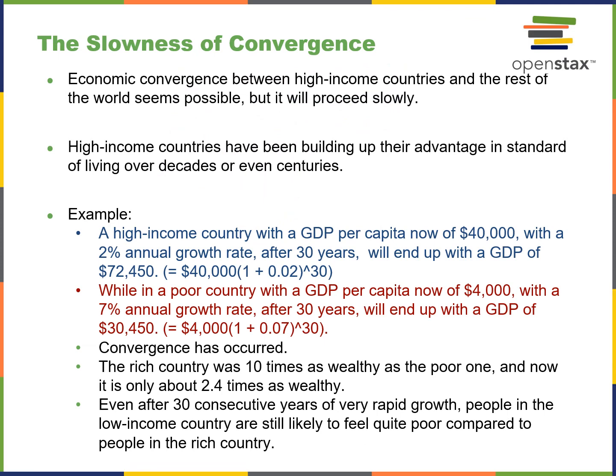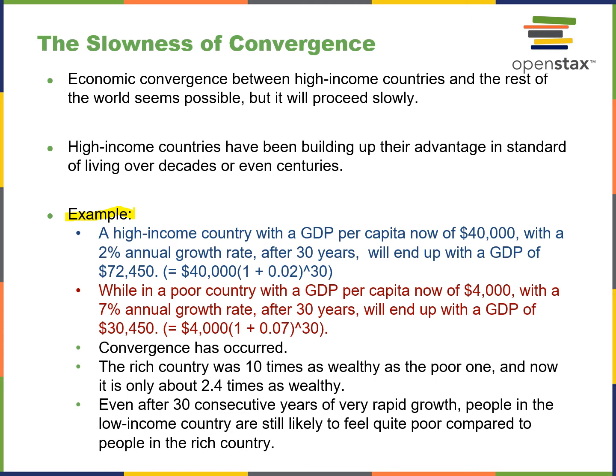This could be something on a test. I'd take a look at this example, and it's a problem demonstrating the growth rates of convergence. So they have a high income country that has a GDP per capita of 40,000 with a 2% growth rate. After 30 years, it will have a GDP in 30 years of 72,450 per capita. How did we get that? Take 40,000, 2% growth rate, 1 plus 0.02, or you could simply say 1.02 to the 30th power. That's the number of years, and that's how it comes up with the answer.